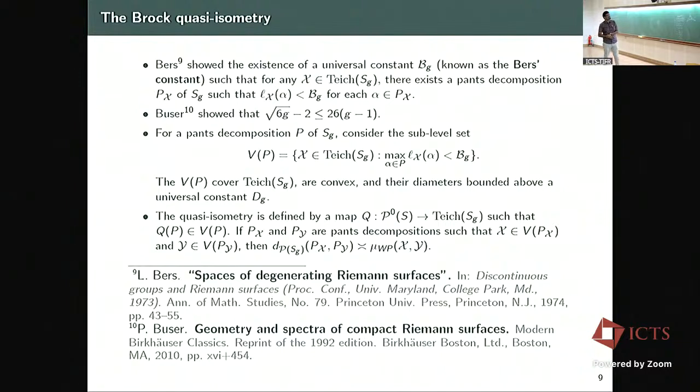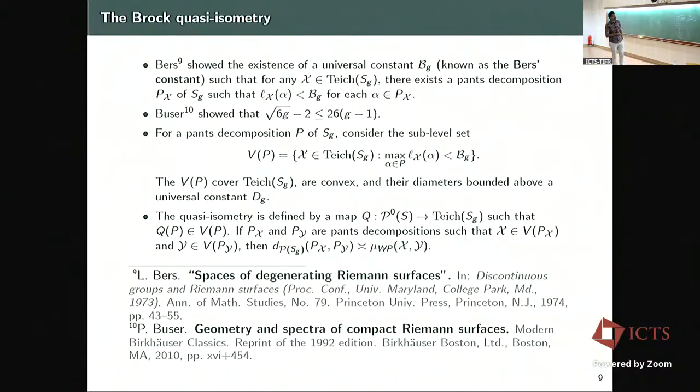That's hilarious. Okay. So this says that you shouldn't work on your presentation at night when you're sleepy. Anyway, so this lower bound for the Bers constant is this, and the upper bound is that.